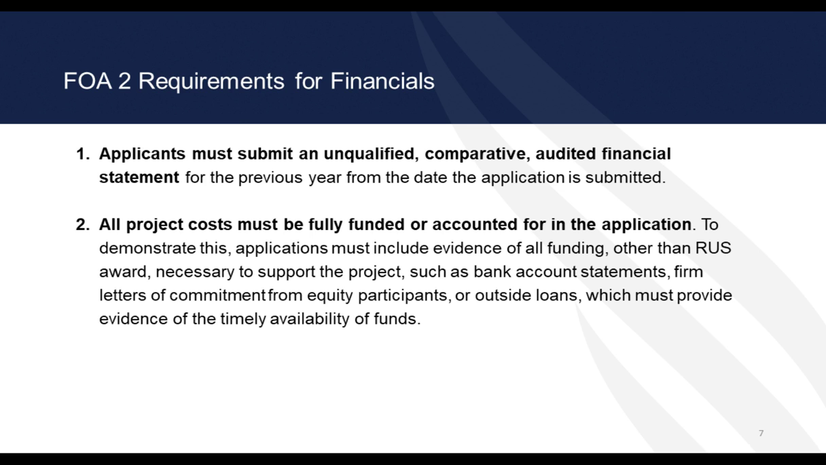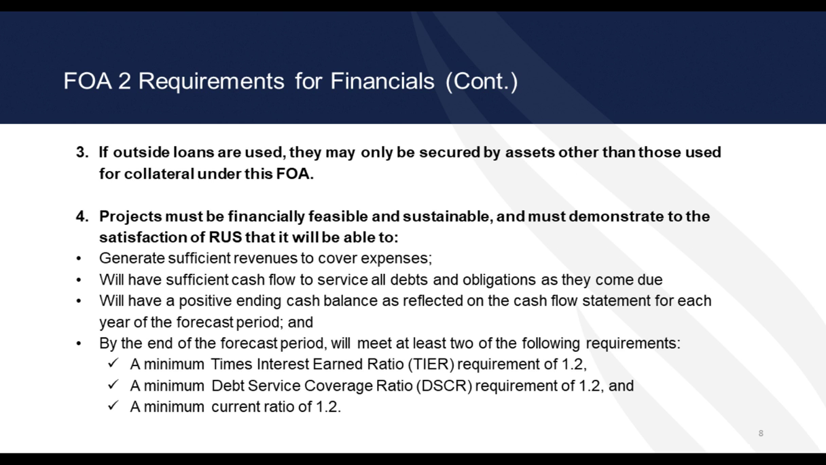Additionally, all project costs must be fully funded or accounted for in the application. To demonstrate this, applicants must include evidence of all funding other than the RUS award necessary to support the project, such as bank account statements, firm letters of commitment from equity participants, or outside loans, which must provide evidence of the timely availability of funds.